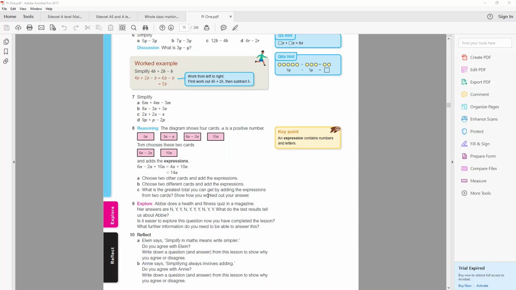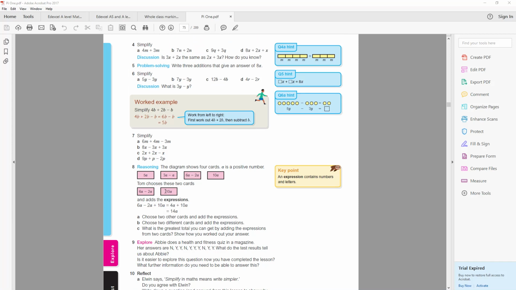Okay, good. Attached with the PowerPoint, you're going to find this sheet attached as well. Once you're done that, you can check your answer because I'll put the answer sheet in there as well. Okay, good luck.